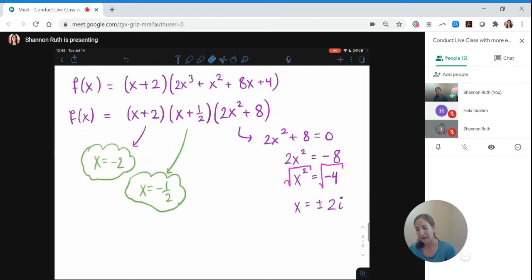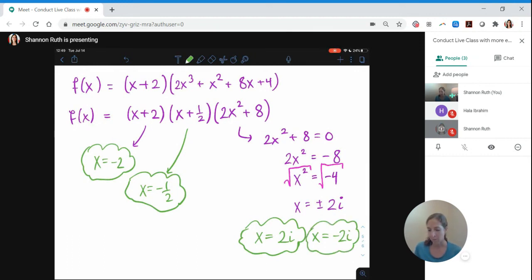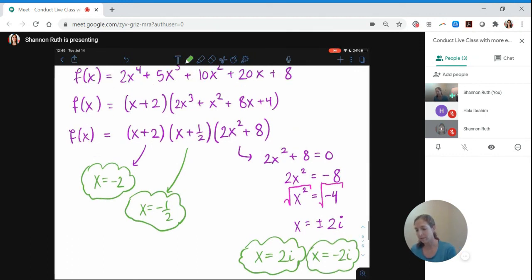If you recall from last week, we talked a little bit about how imaginary or complex zeros always come in pairs. So you'll never have an odd number of imaginary zeros. So just to write this out a little bit more clearly, we get 2i and we get -2i. So in total, we do have 4 zeros for this polynomial. And we anticipated 4 because of going back to the degree of 4.